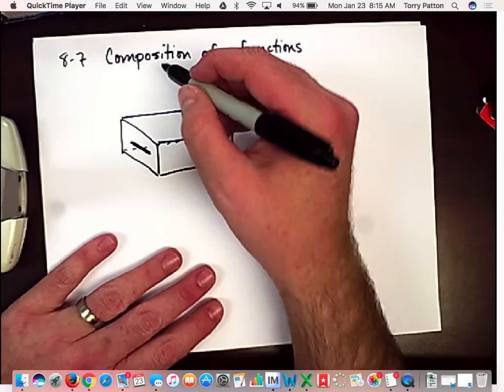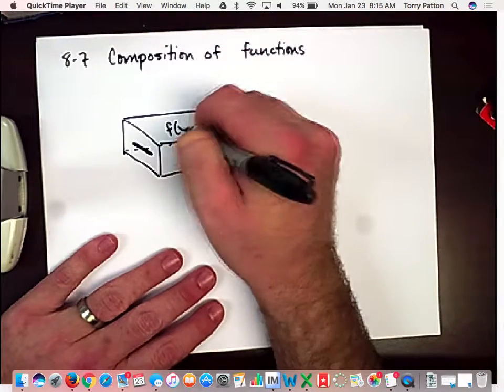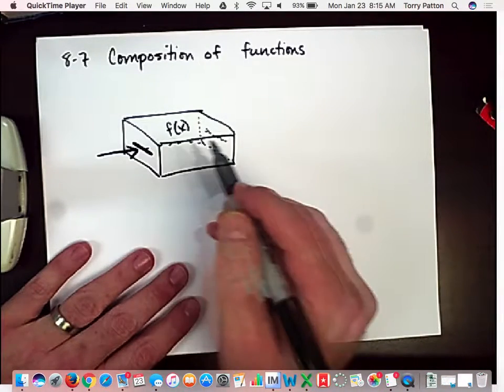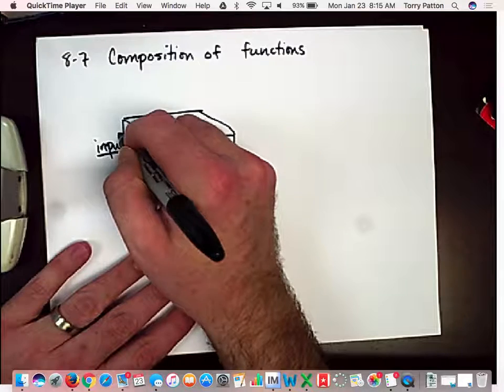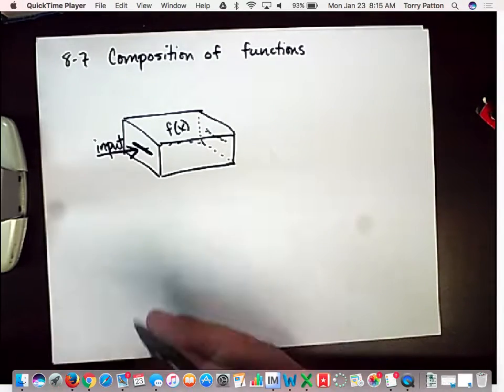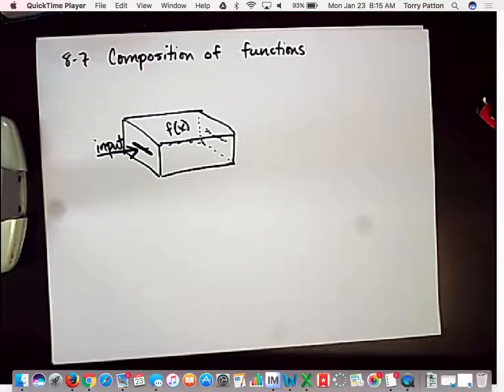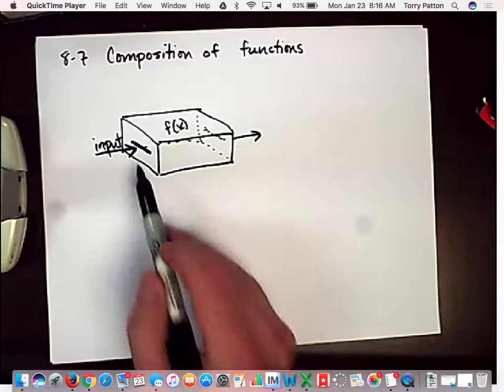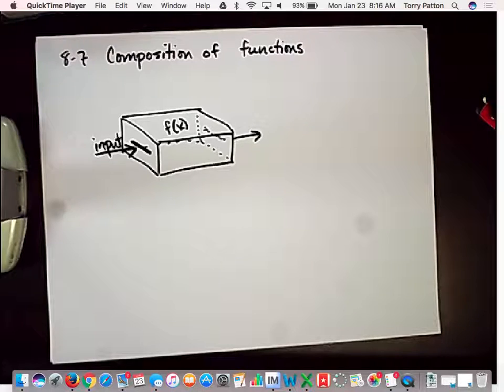So if this box is a function, we'll call it f of x. You feed the box an input. Inside that box, it does something to it. Sometimes we know what it does. We have the rule. Like if it were x squared plus 1. Everything you fed it, it would square it and add 1 to it and spit something out, right? So the input, then f is the rule to whatever it does to the input, and then it spits it out, okay? And I made it a box because sometimes you don't know what the rule is.